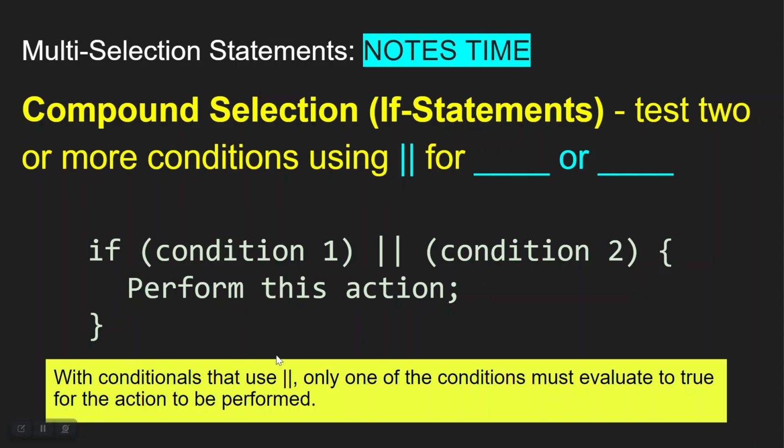With conditionals that use or, only one of the conditions must evaluate to true for the action to be performed. So if condition 1 is true, then it's going to happen. If condition 1 is false, but condition 2 is true, then this is going to happen. And of course, if they're both true, this is going to happen as well.